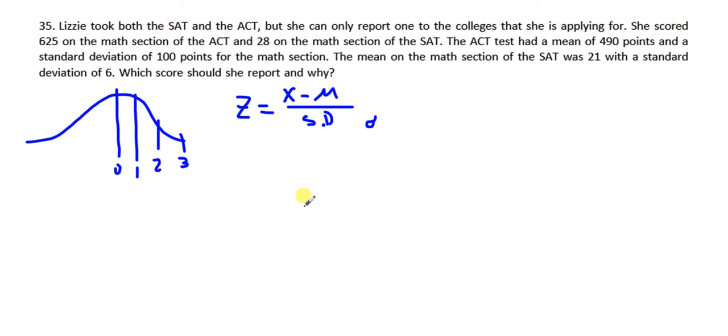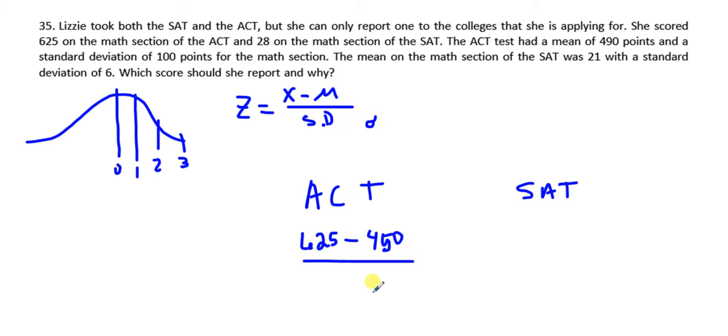Okay, so we're comparing the ACT and the SAT. On the ACT, she got a 625, and the mean was 450, over 100. Make sure you subtract first, then divide. Do the numerator first, and that comes out to be 1.35.